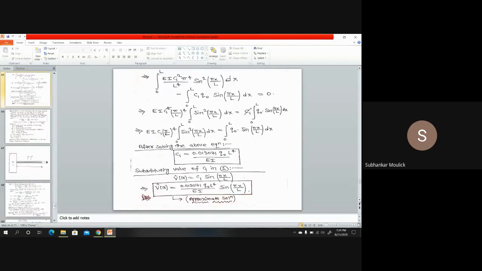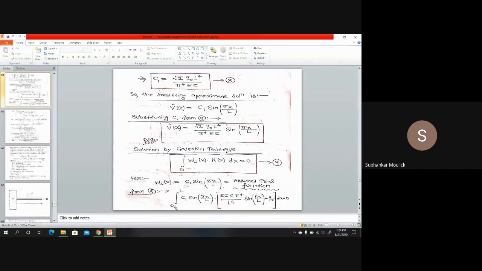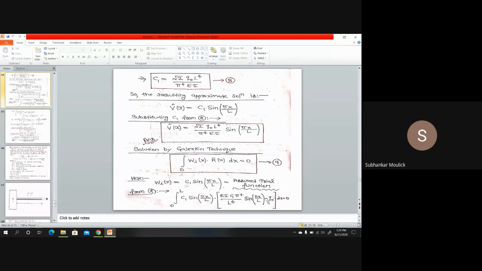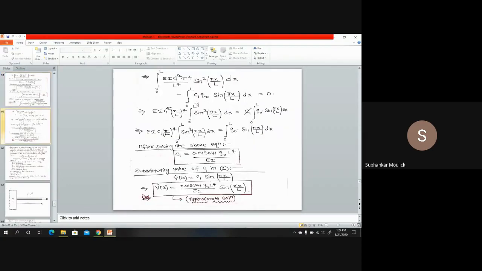So let us multiply. Your equation will become the integral from 0 to L of c1 square into EI pi to the power 4 upon L to the power 4 sine square pi x by L dx, minus the integral from 0 to L of q naught into c1 sine pi x by L dx, equal to 0. So the second term I can bring towards my right hand side.